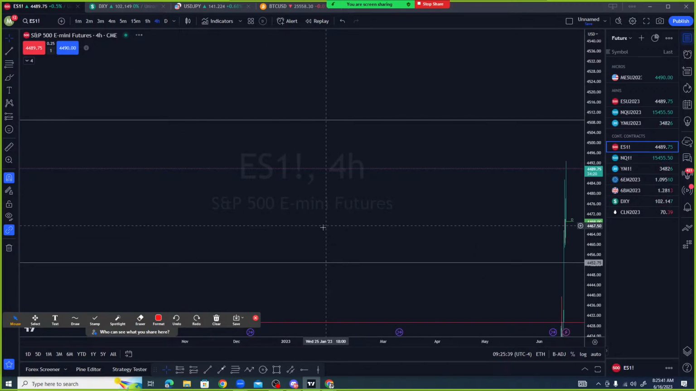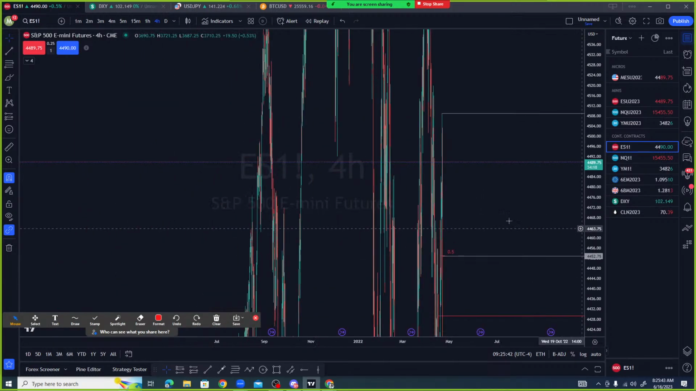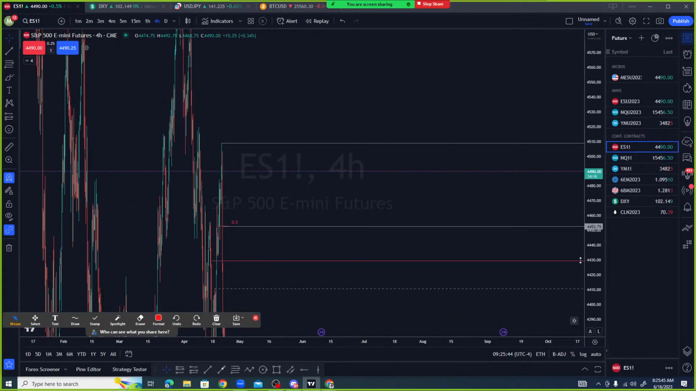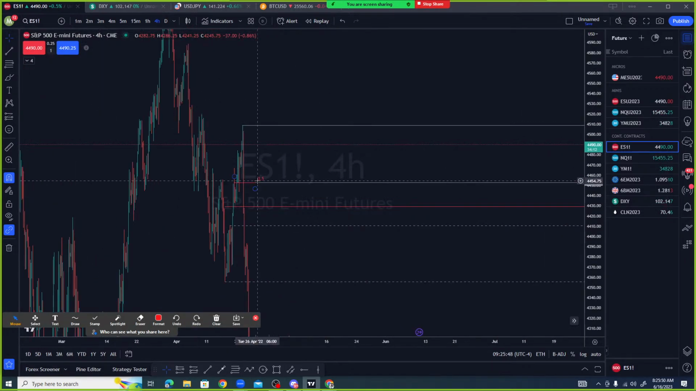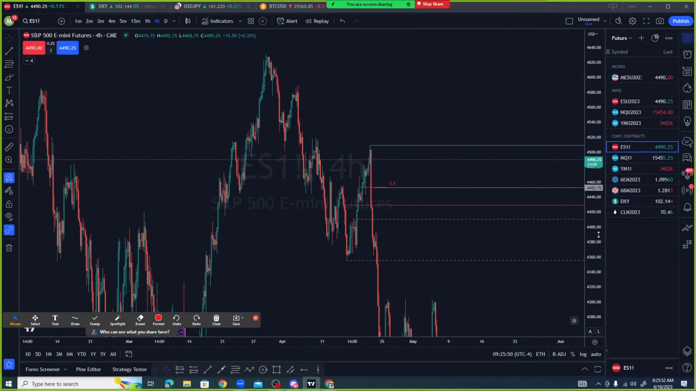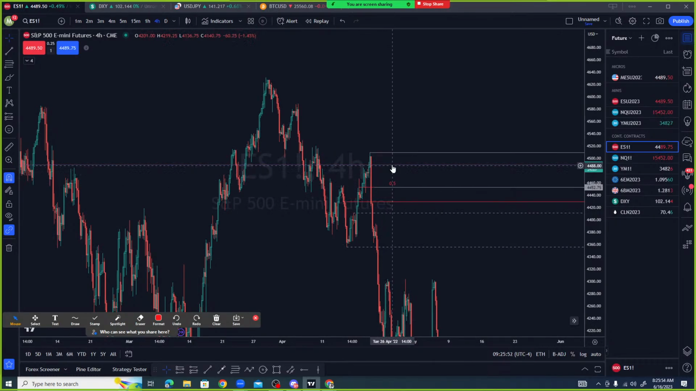levels. So on the 4-hour chart, this is the ES one. I don't trade on this. I use it for charting because it gives me a lot further historical data. So this area right here is the 4509-ish area, and that's where I've got it on the other chart.